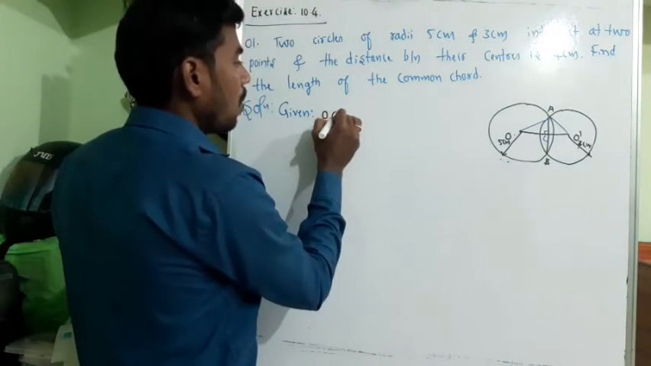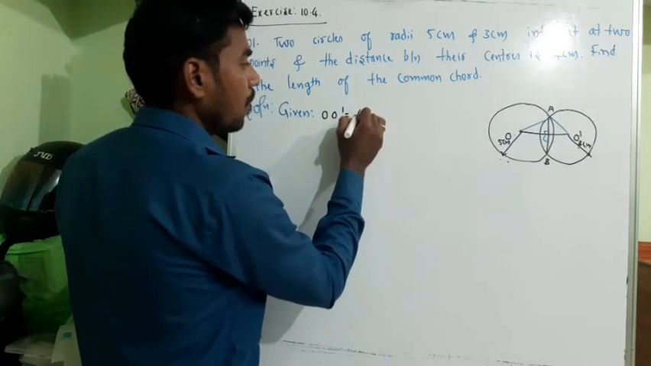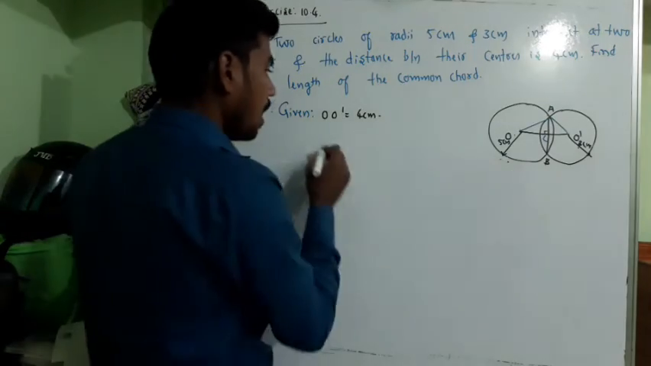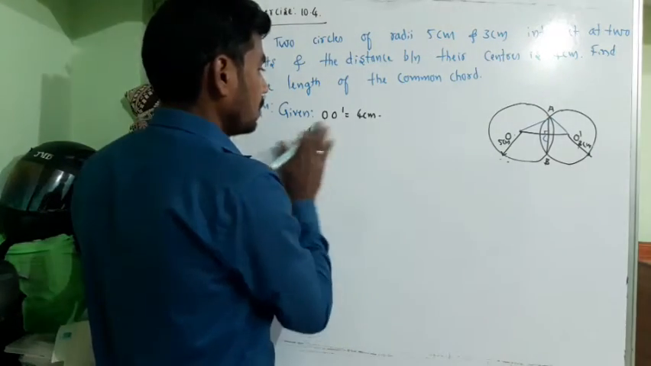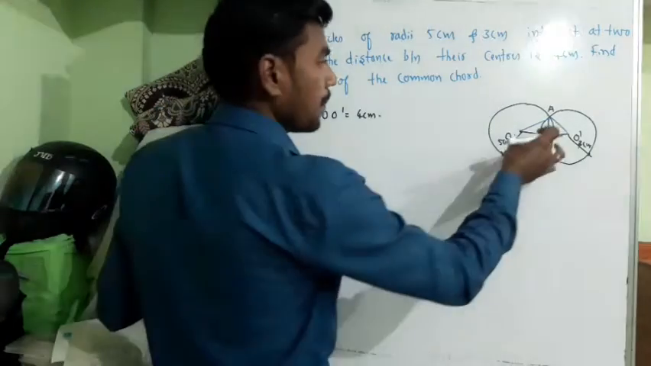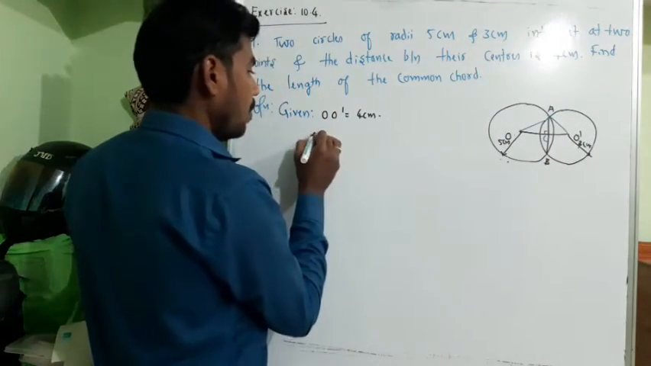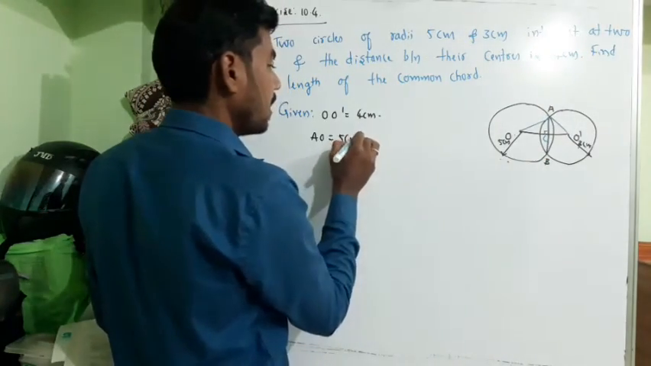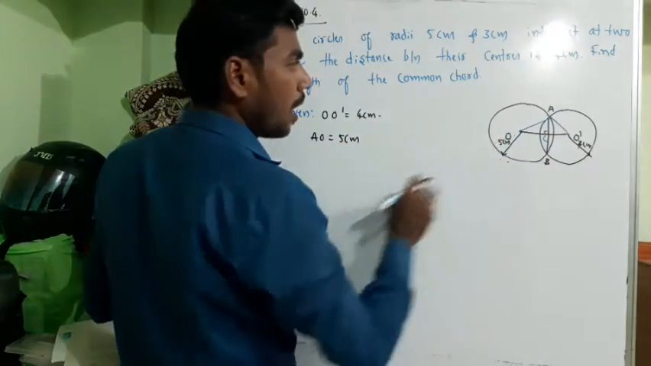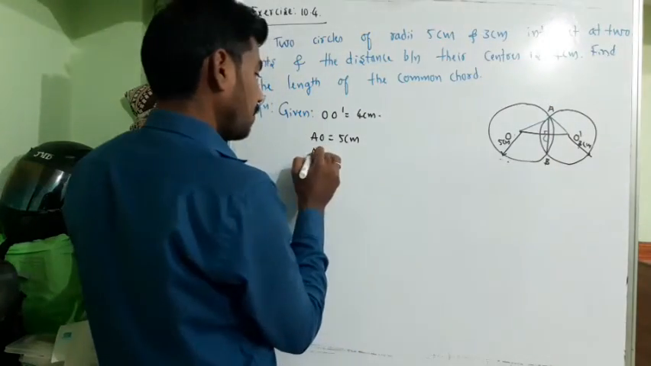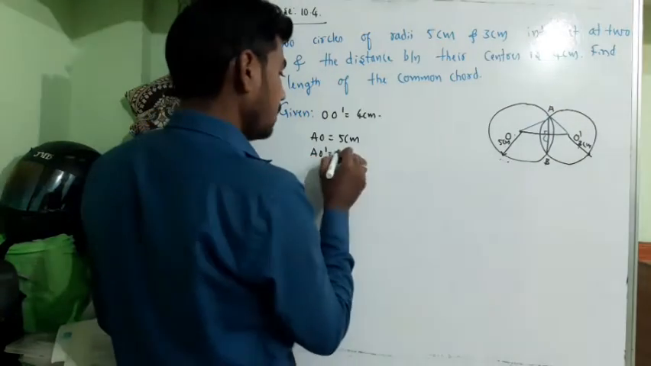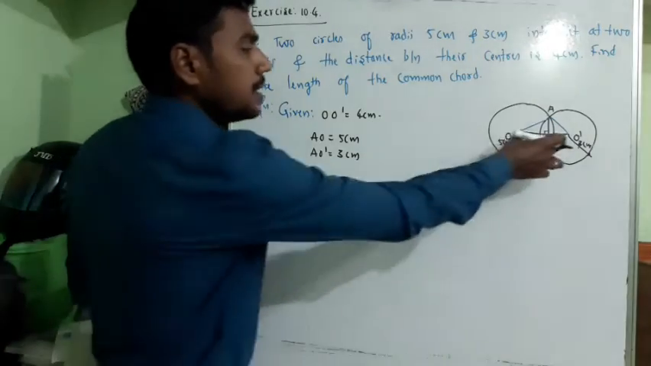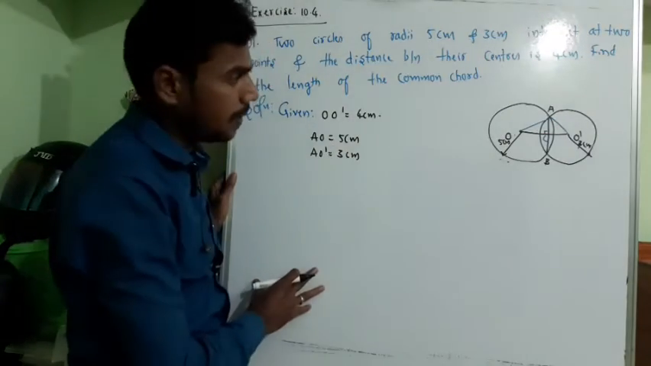So O dash is equal to 4 centimeter, they have given. Before that, we'll write down what is there. AO is equal to 5 centimeter, that will be the radius of this particular circle. And AO dash will be equal to 3 centimeter. It is already given. And the distance between the centers is also given, that is 4 centimeter.